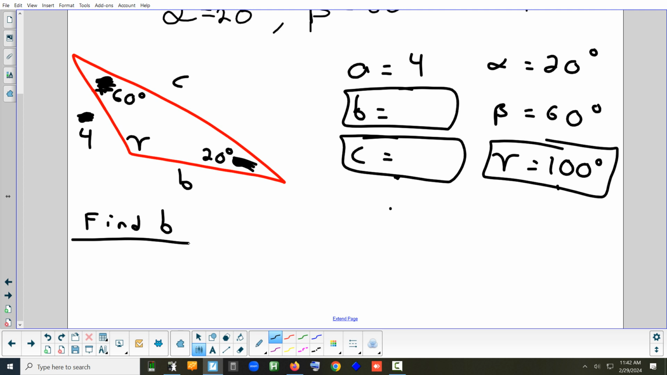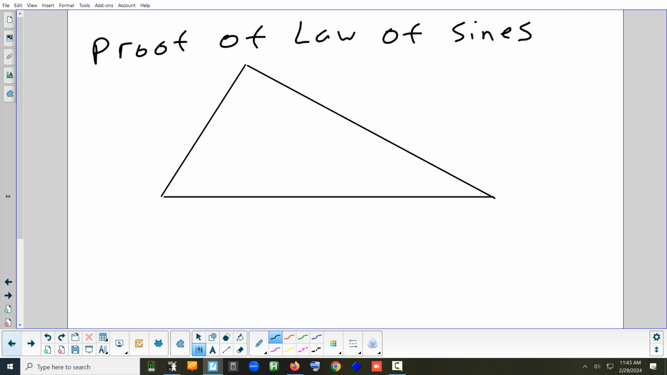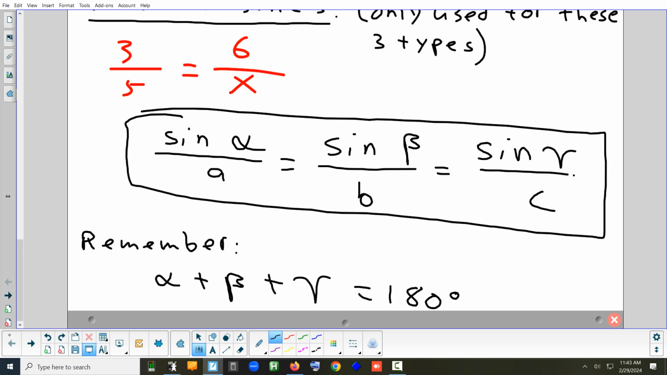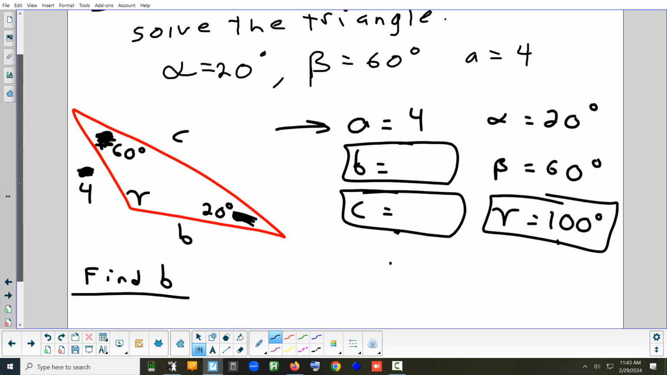Now let's find B. Whenever you do law of sines, you're going to set up a proportion. Every law of sines problem looks like that. You always want to pick the row that has everything in it, and then the row for the letter you're trying to find. Which row has everything in it here? Yep, row A. So let's look up the law of sines that has these two things in it. It's sine alpha over A. So we're going to fill that in on the left. Sine 20 over 4.